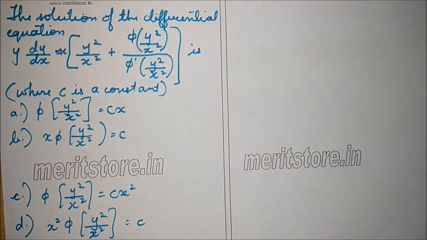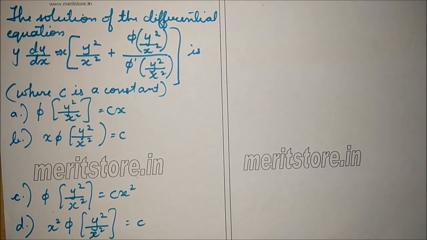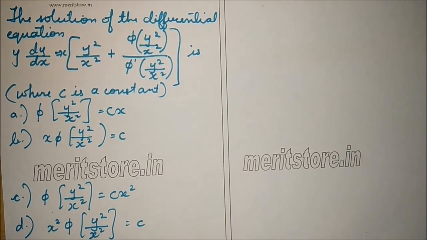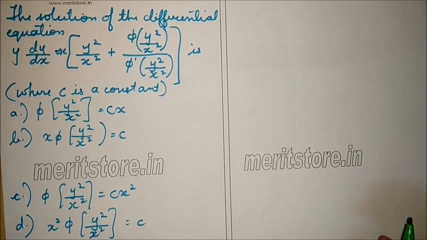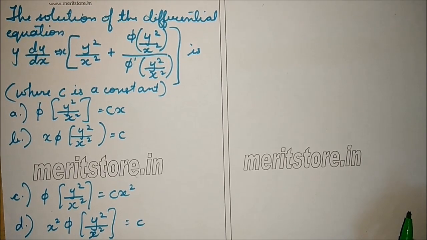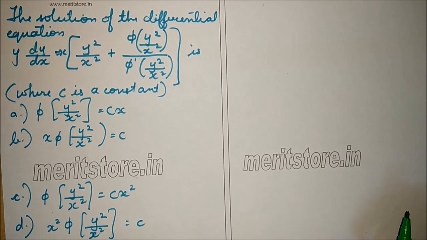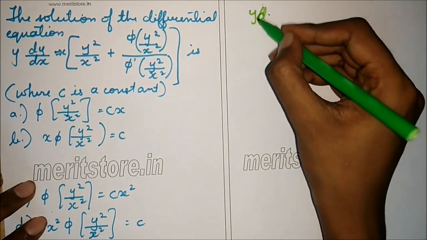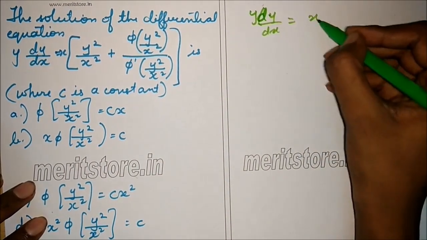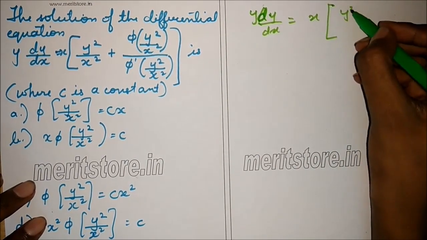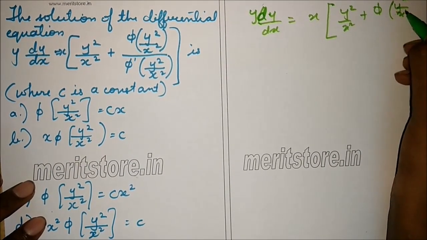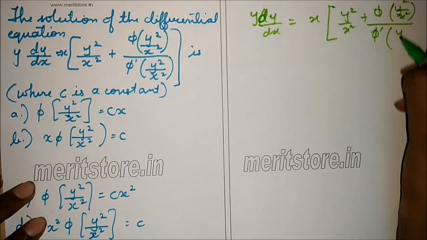The given differential equation is y into dy by dx is equal to x into (y square by x square plus phi of y square by x square divided by phi dash of y square by x square). Phi is a function, and phi dash is the differentiation of the phi function. So given is y dy by dx equals x into y square by x square plus phi of y square by x square over phi dash of y square by x square.